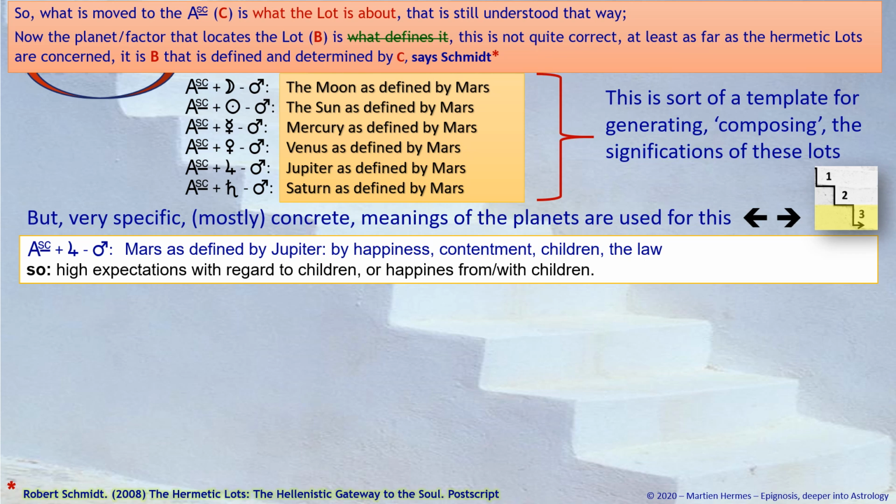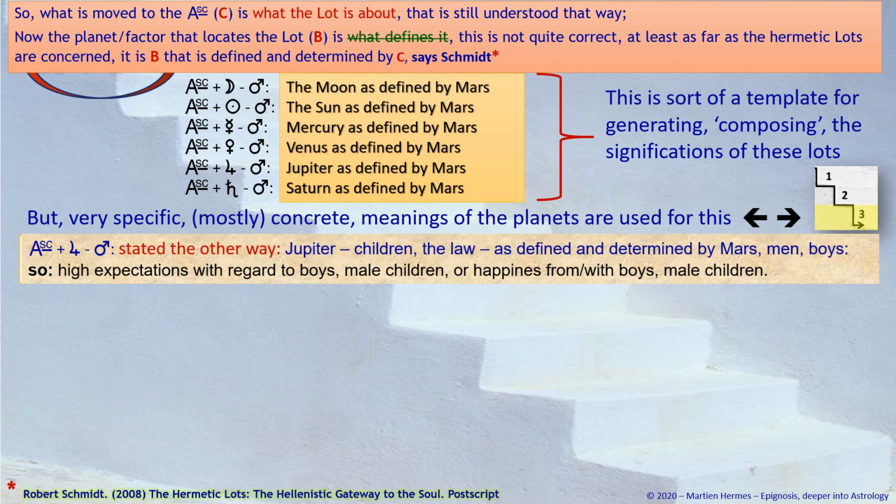But now we see that it's the other way around. So what can we say about it then? Stated the other way, we get Jupiter, children, the law, as defined and determined by Mars, which is the significator of men and boys, and also brothers. So you can say that we're talking about high expectations with regard to boys, male children, or happiness from or with boys, male children. And that's exactly Jupiter as defined by Mars, because Mars has to do with boys and Jupiter has to do with childbirth.